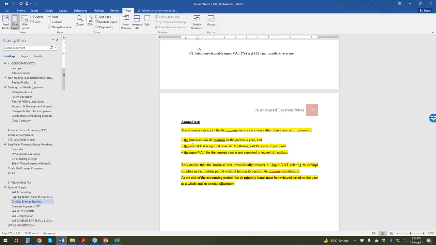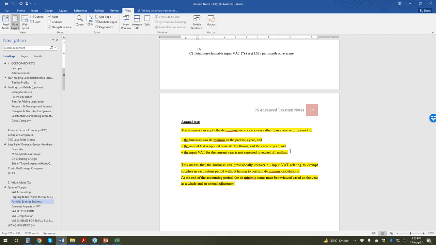The business can apply the de minimis test once a year if the business was de minimis in the previous year, meaning that they have applied this test in the previous year. The annual test is applied consistently throughout the current year, meaning that you have consistently checked yourself against the de minimis test this year. And third, the input VAT for the current year is not expected to exceed 1 million, meaning the VAT from all the categories, whether directly traceable, untraceable or unattributable, every sort of input VAT is less than 1 million. If you satisfy these three conditions, then you have the option that you can elect with HMRC to apply the input VAT test once a year.